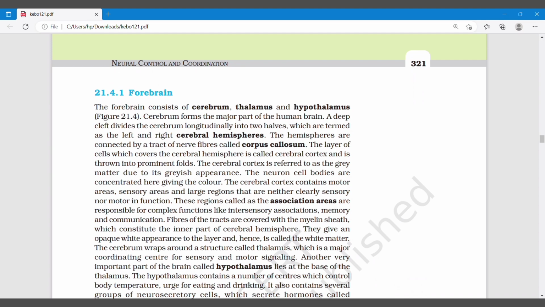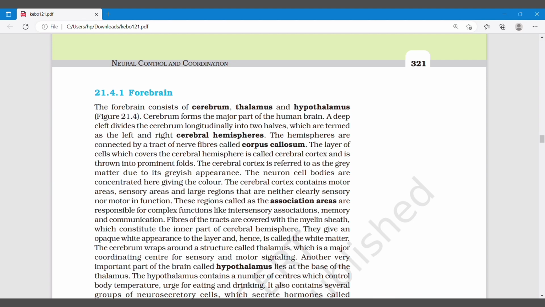The layer of cells which covers the cerebral hemisphere is called cerebral cortex and is thrown into prominent folds. The cerebral cortex is referred to as gray matter due to its grayish appearance. The neuron cell bodies are concentrated here, giving the color. The cerebral cortex contains motor areas, sensory areas, and a large region that is neither clearly sensory nor motor in function. These regions, called the association areas, are responsible for complex functions like intersensory association, memory, and communication.